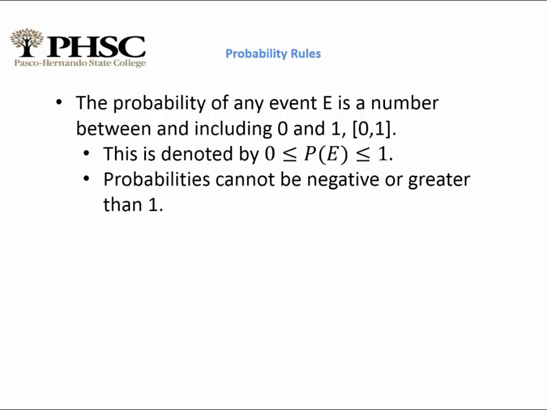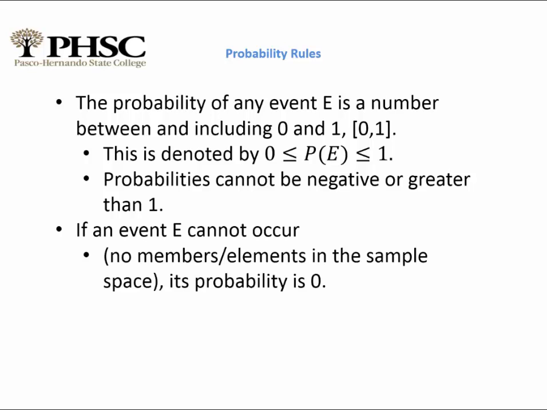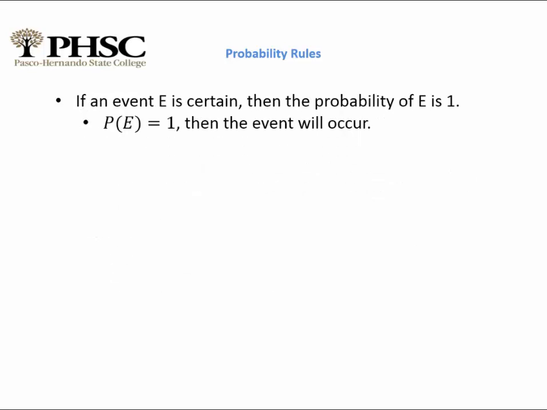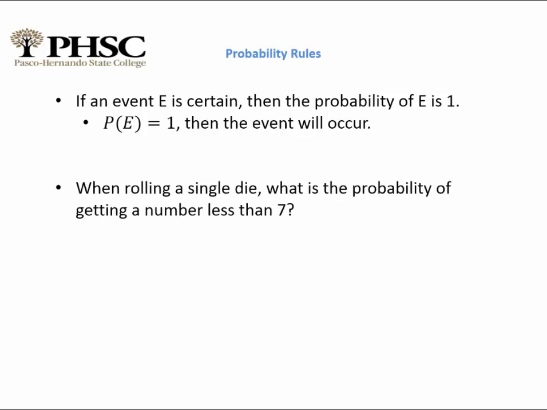Now, probabilities cannot be negative, and they cannot be greater than 1. So if an event E cannot occur, that means that there are no members or elements in the sample space, and the probability is 0. Now, if an event E is certain, and the probability of E is 1, P(E) = 1, then that means that the event will certainly occur.